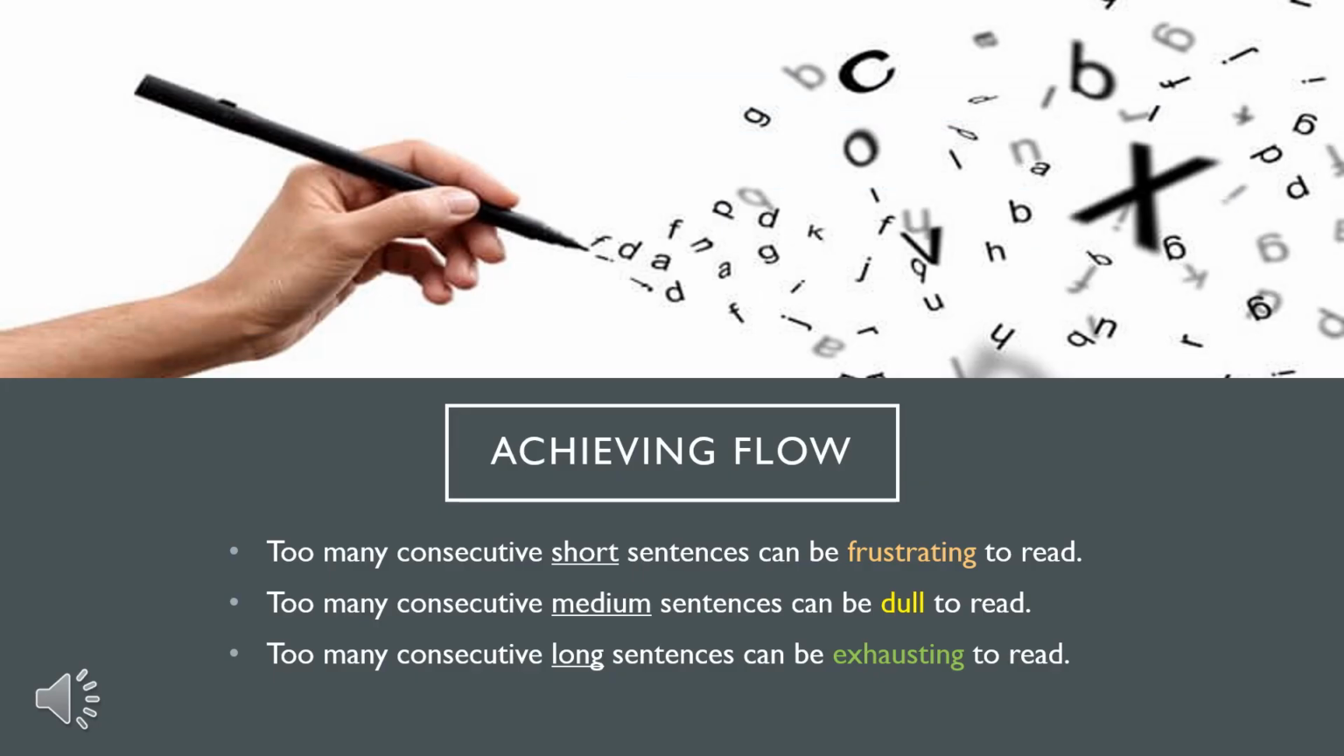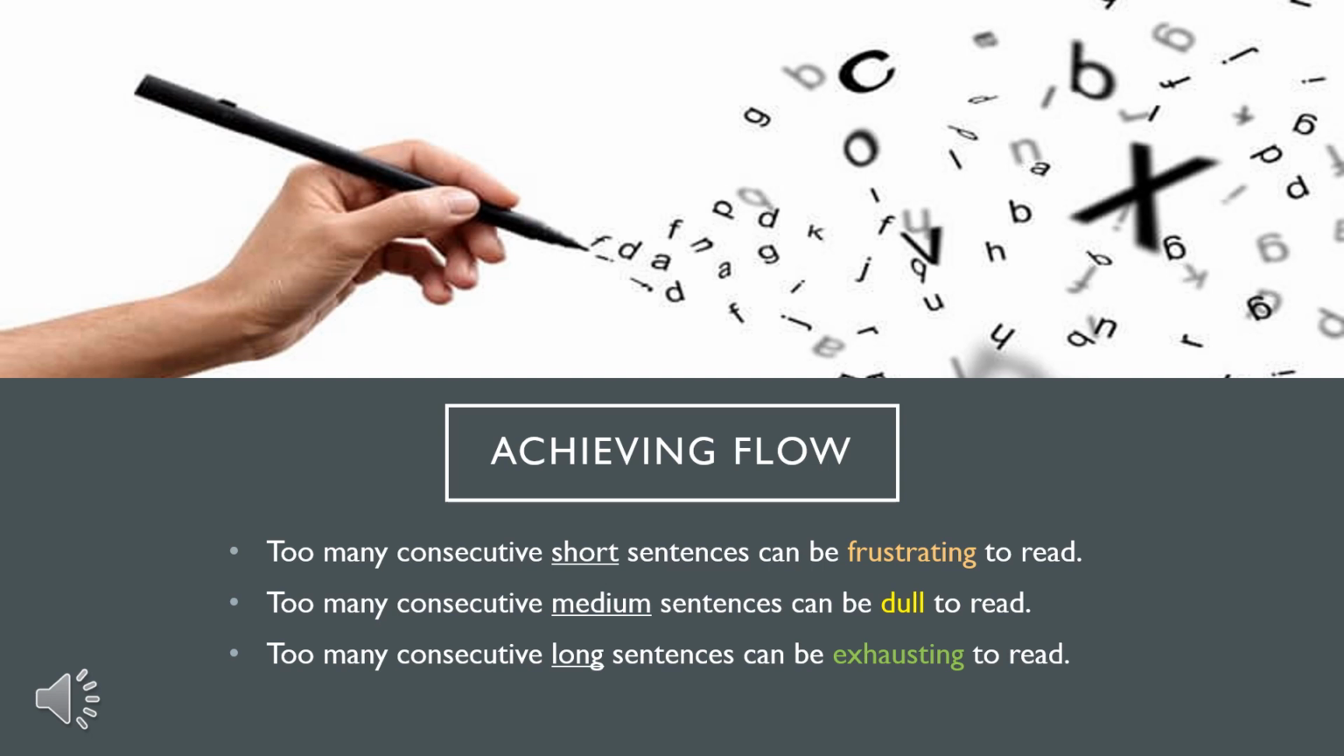Achieving flow is not as difficult as it may seem. Flow refers to how we put sentences together in a paragraph and how well those sentences work beside one another. Sometimes it's as simple as varying your vocabulary so that you're not repeating words. But often, when we're working towards a paragraph, flow is achieved through variation in sentence length.